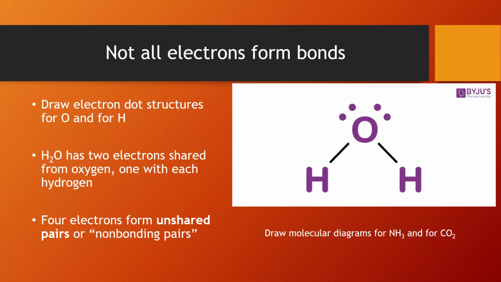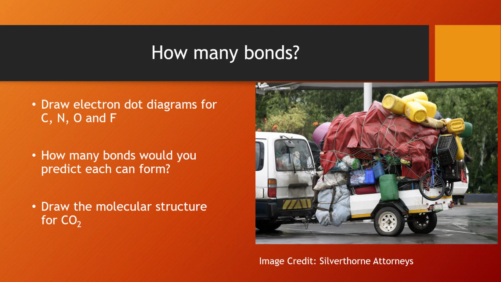If you draw electron dot structures for oxygen and for hydrogen, you're going to notice oxygen would need 2 more electrons to make an octet, and hydrogen needs 1 more electron to make its filled S shell. H2O has 2 electrons shared from oxygen and 1 from each hydrogen, so you can draw that here. But there are these unshared pairs on the oxygen. Those are non-bonding pairs. We can also draw molecular diagrams for NH3 and CO2, seeing where the non-bonding pairs of electrons are. So how many bonds can be formed?